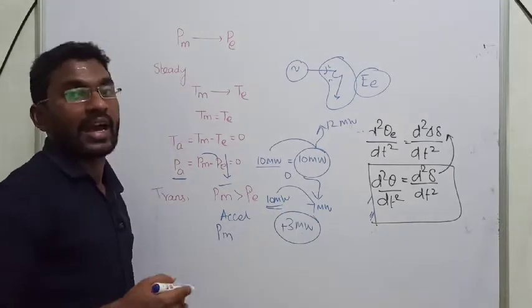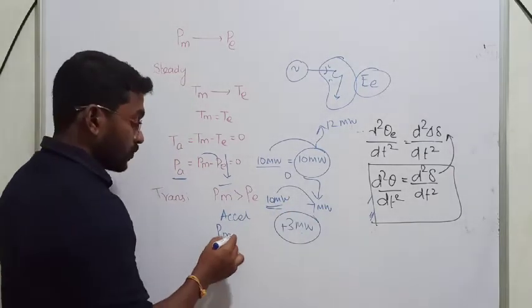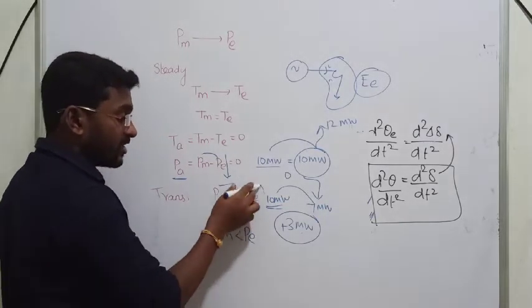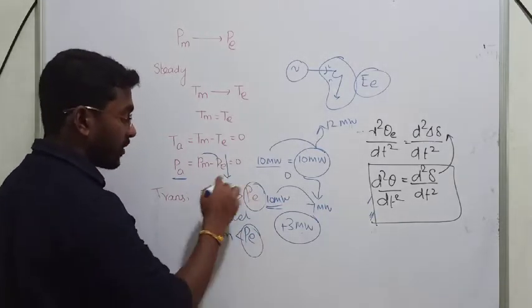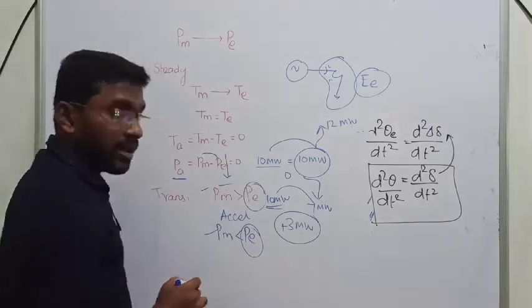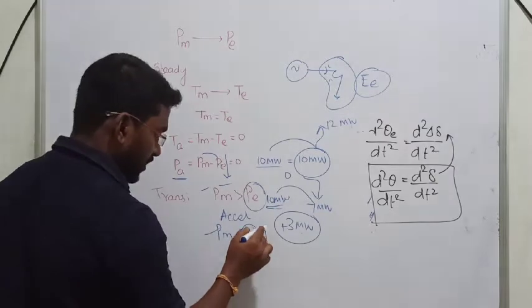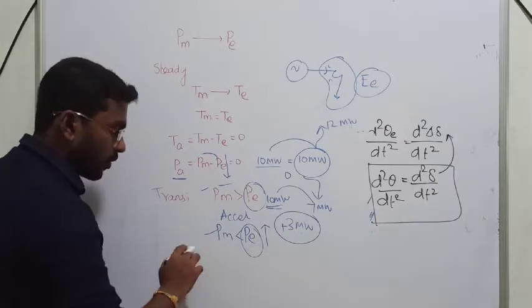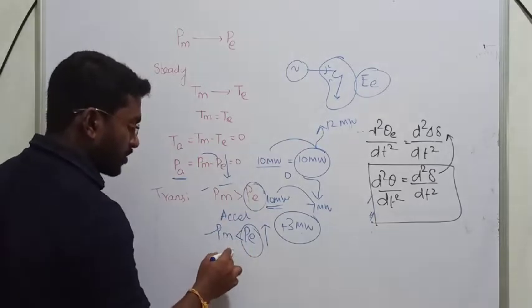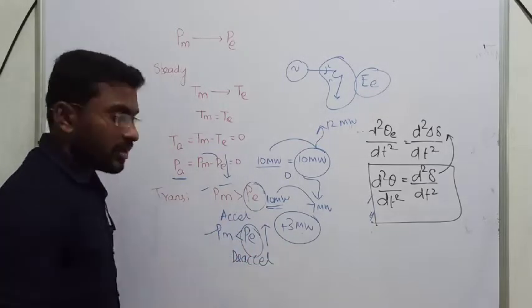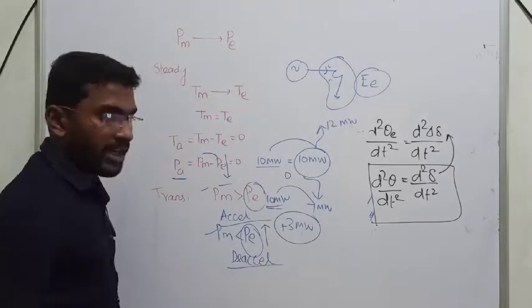Your machine starts accelerating if it is positive. Guys, observe. In both of these cases, I am changing the value of electrical power. I am not touching your mechanical power. That is constant. So if the electrical power is increased, what will happen? The overall power, once again, means your machine is going to be decelerated. That is the difference between acceleration and deceleration.